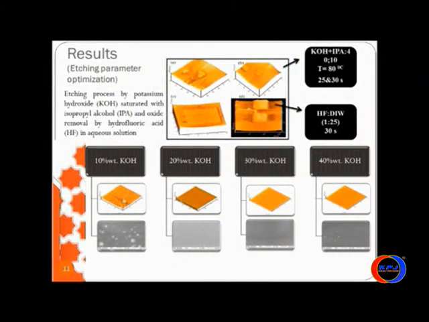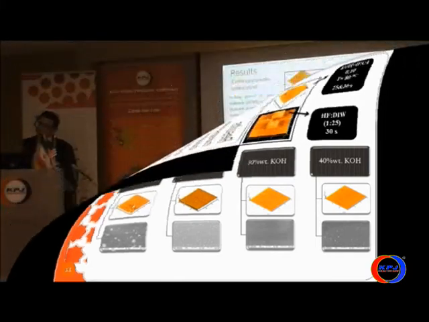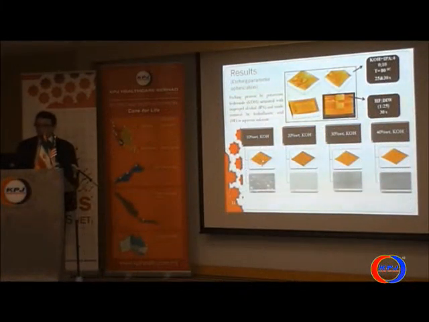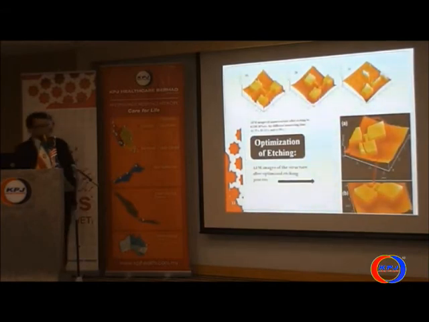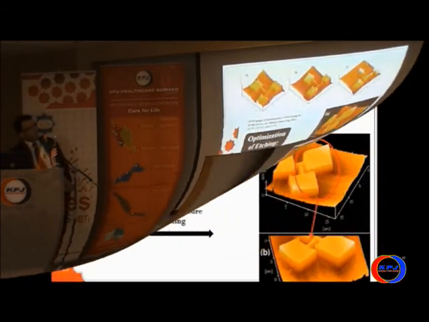Here, the effect of the etching process. We performed a very critical and very precise etching process because it works in the nanoscale. So we use potassium hydroxide as the main chemical for the etching process. We checked it for different samples, for different structures. And you can see that this is the structure that we made.